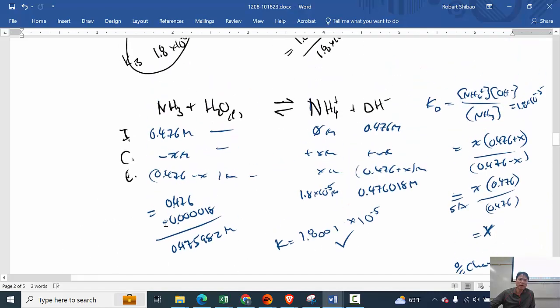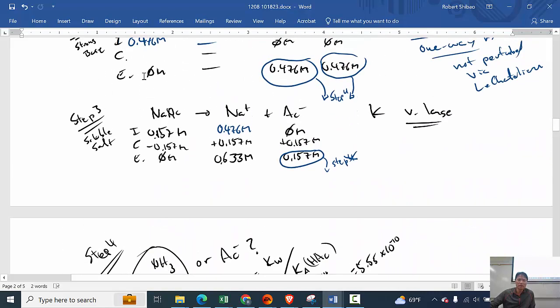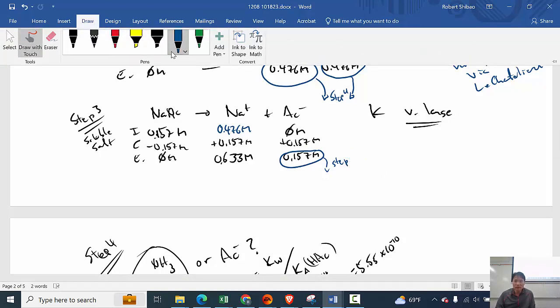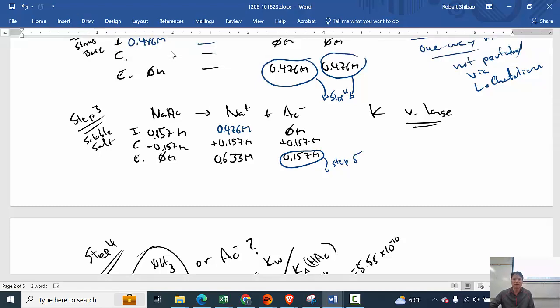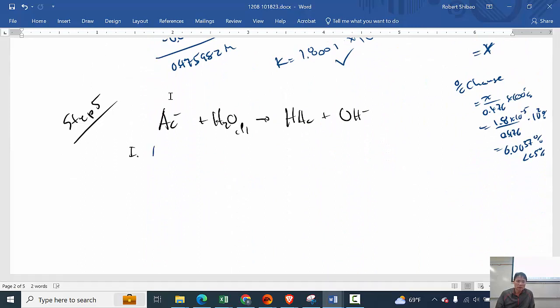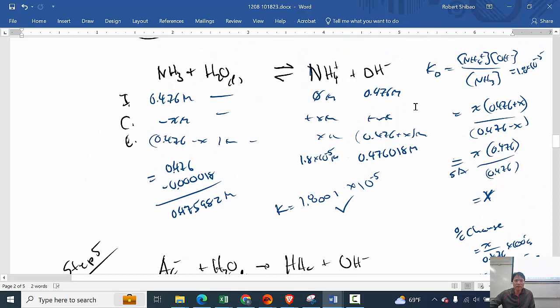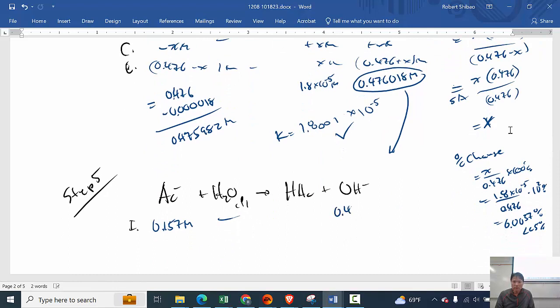So the initial acetate concentration, we have to go back up here and take a look. It's going to be here at the end of step three. And so I had it going down to step four, but it's not going to step four, so let me erase that. This is actually going to go down to step five. And so we'll have 0.157 molar acetate going down to step five here. Water is pure liquid. The hydroxide is going to come from step four. And so this hydroxide will drop down here. This is going to be 0.476018 molar, and the acetic acid is going to be 0 molar.